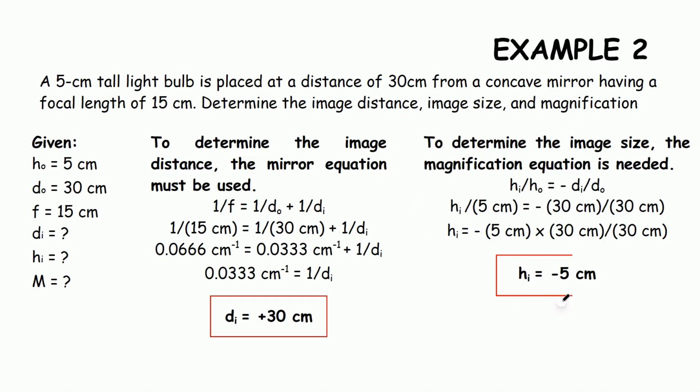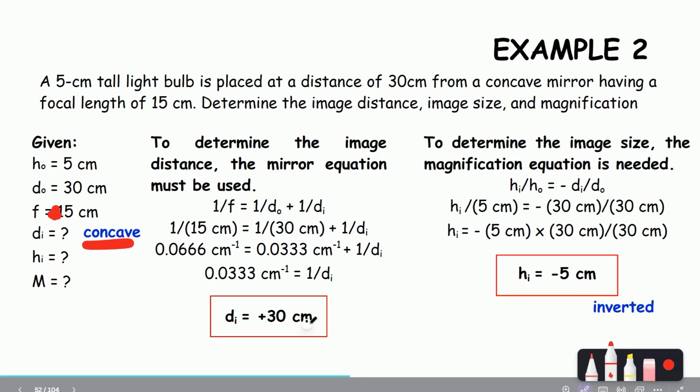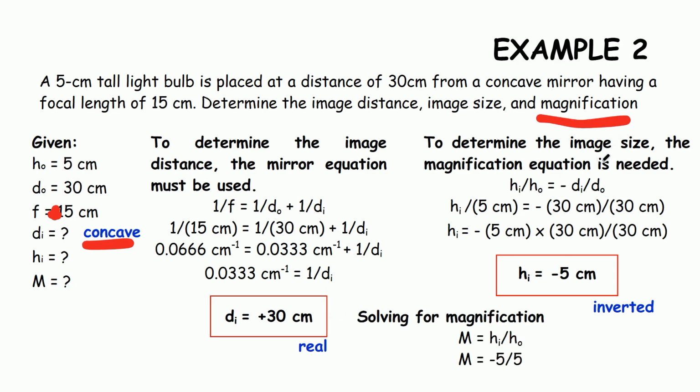negative 5 cm. And then, since our f here is plus, that is a concave, negative 5 cm of image height is inverted, and the image distance of plus 30 cm is being a real image because it is in front of the mirror. And then, let's not forget the magnification. Kaya ikuwenta na nato karon ang sa example 2.